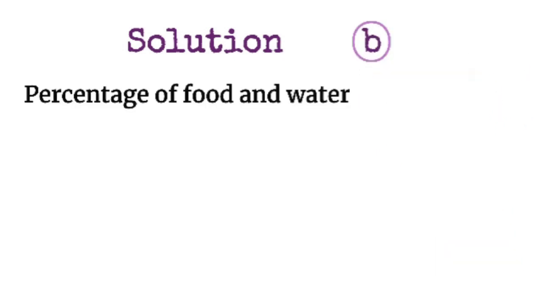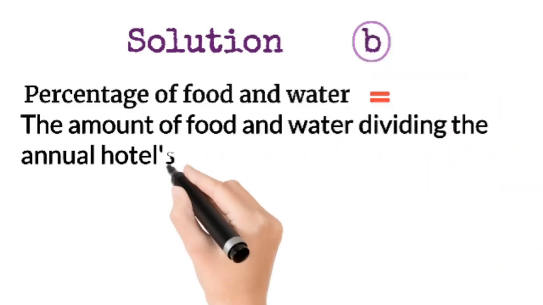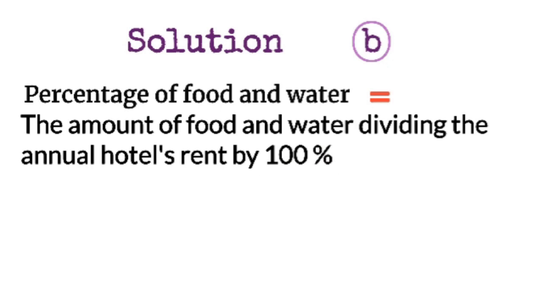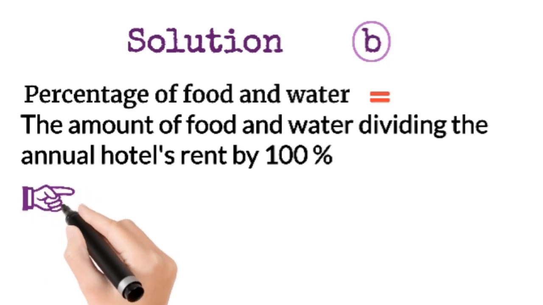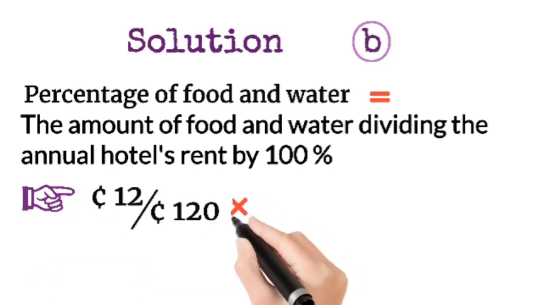Solution B, percentage of food and water. The percentage of food and water equals the amount of food and water divided by the annual hotel's rent, multiplied by 100%. So the amount of food and water was 12 cedis, divided by the annual hotel's rent, which is 120 cedis, multiplied by 100%.